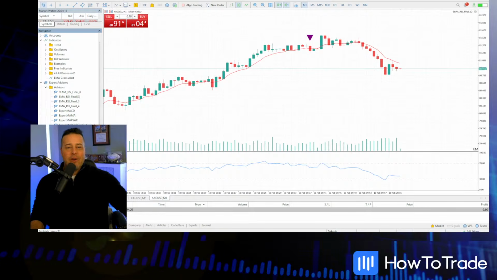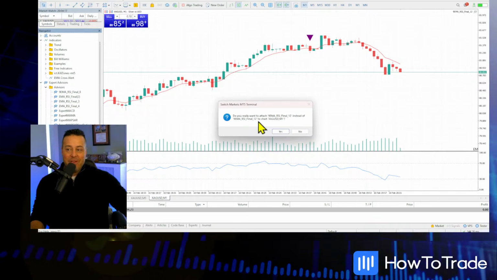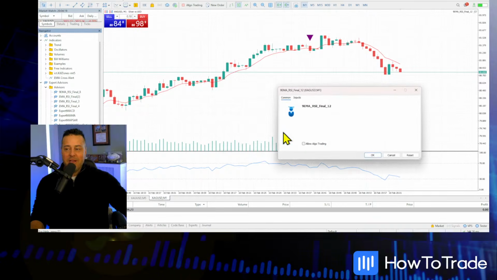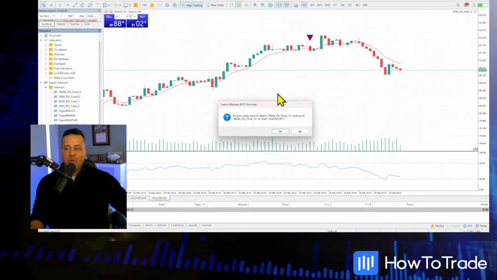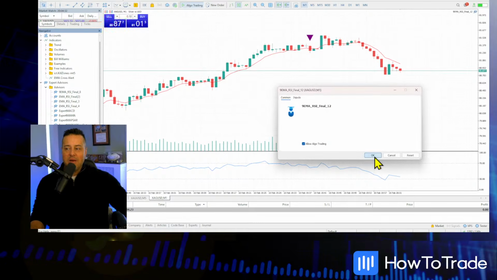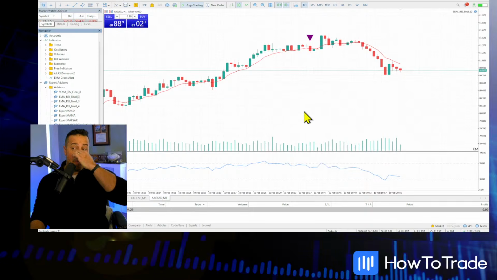So what you're going to do here is just re-add it to your chart. Very simple. You're going to get this prompt right here. Go ahead and hit yes. You're going to get this prompt right here. Hit OK. It's going to get you up and rolling. You're going to be ready to roll. So with algo trading, you always got to make sure algo trading's on if you're running an EA. So right there, boom, drop it, yes, okay, allow algo trading, and you're ready to rock and roll.